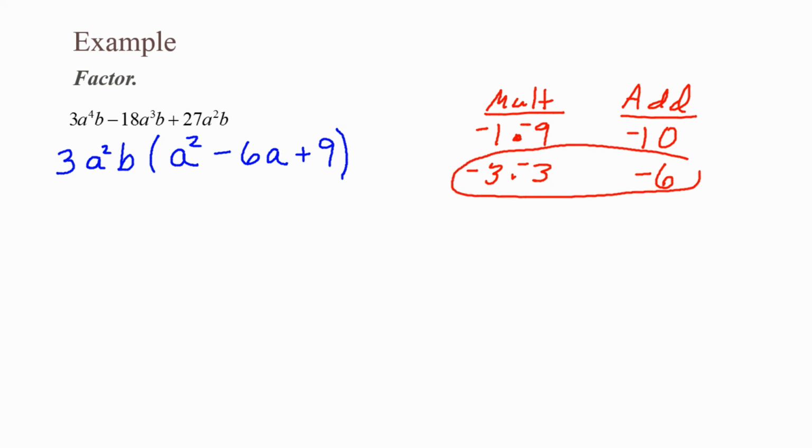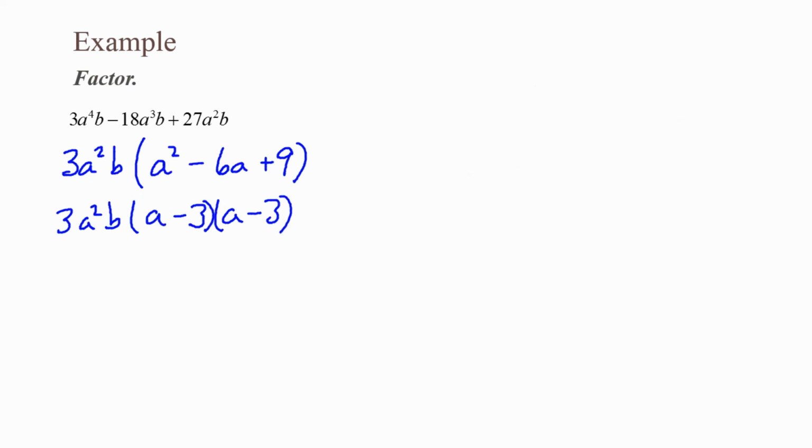This one does match, so last step, I bring down my GCF, open parenthesis, a minus 3. My second parenthesis is also a minus 3. So my answer is 3a squared b times a minus 3 times a minus 3, or I can write it as 3a squared b parenthesis a minus 3 close parenthesis squared.